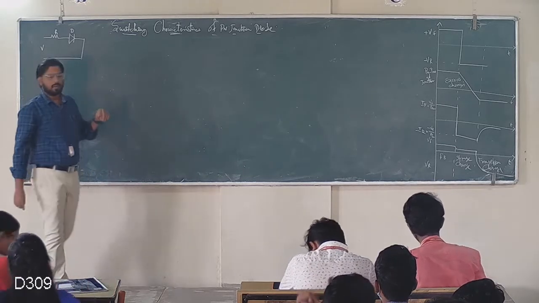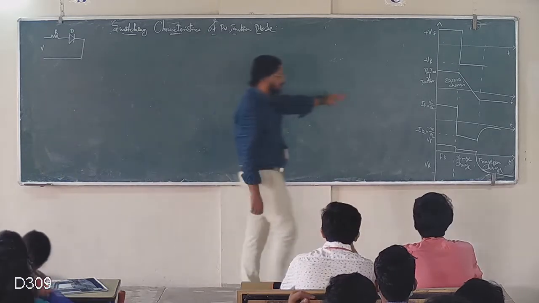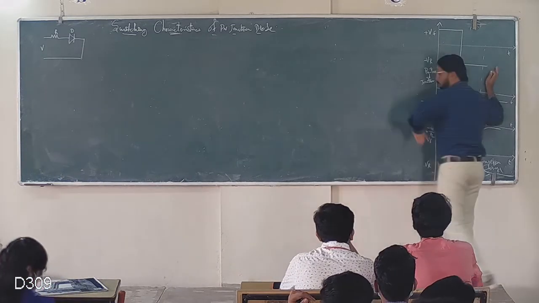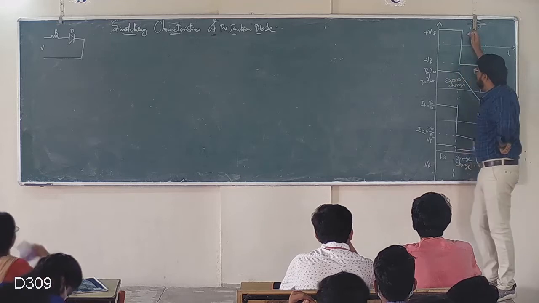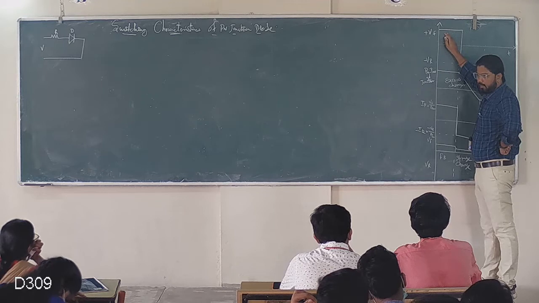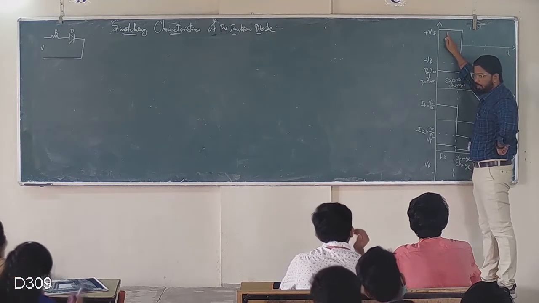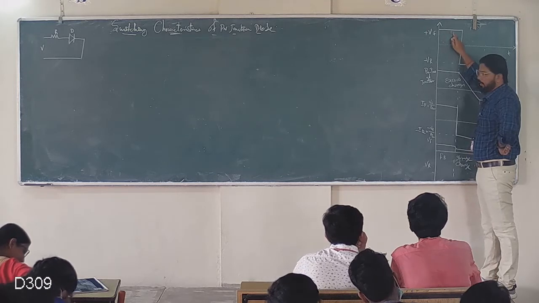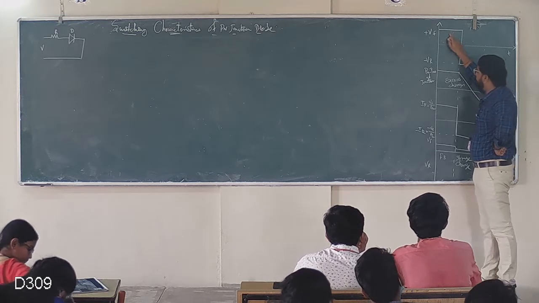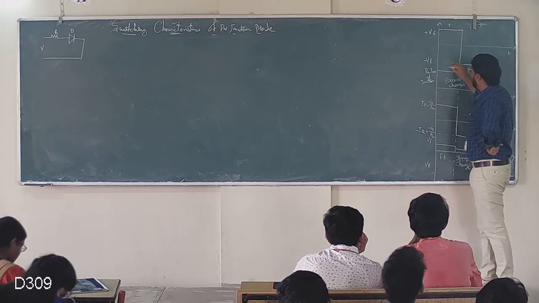Okay, let's start. Before taking the graph, I'll give you a small idea about the graph I drew on the board. This first one shows the voltage. It's a voltage graph showing forward bias voltage. The voltage changes from forward bias to reverse bias, which means changing from plus to minus.